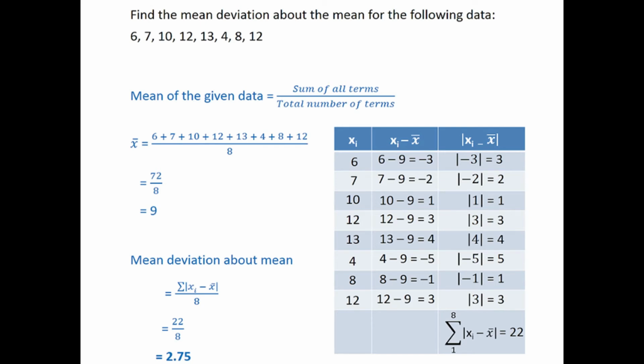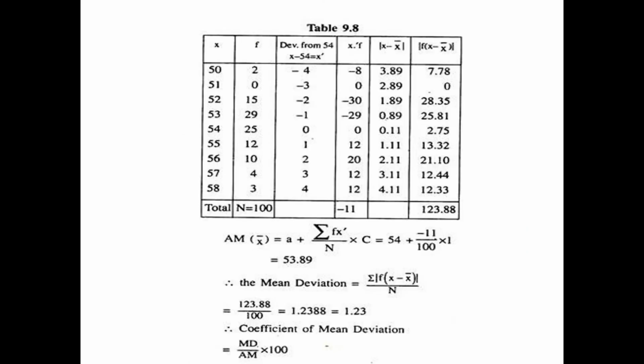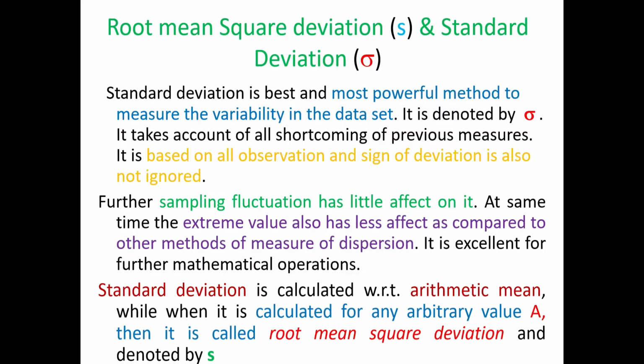Another example: find the mean deviation about the mean. So xi minus x bar. Why have I taken this example? Only to demonstrate that you have to take the modulus. Minus 3, 3, 3, 1 and so on. Total is 22. So 22 by 8, that is 2.75, since there are 8 observations. So the formula is there, and you can do it with other data too.